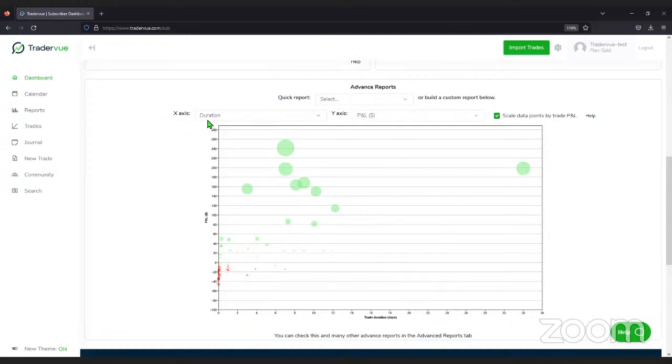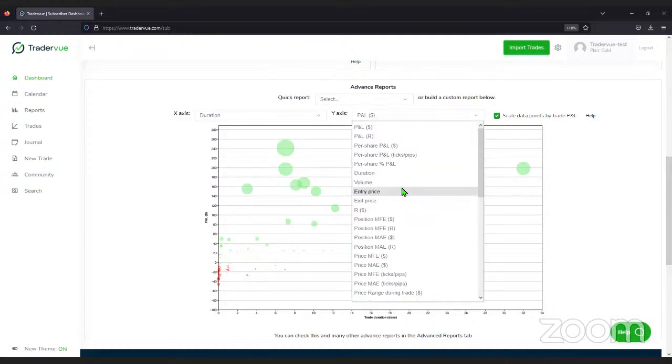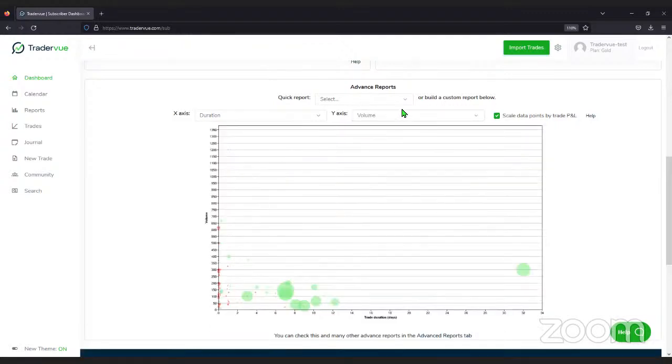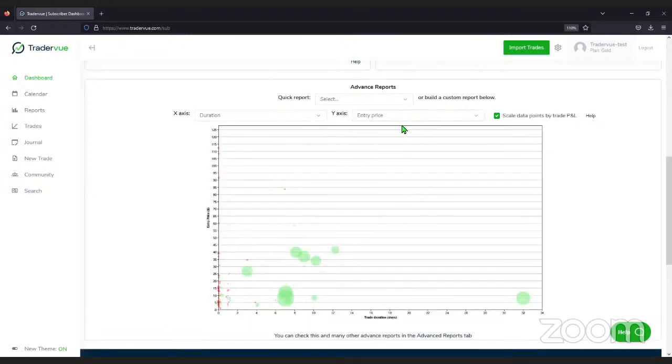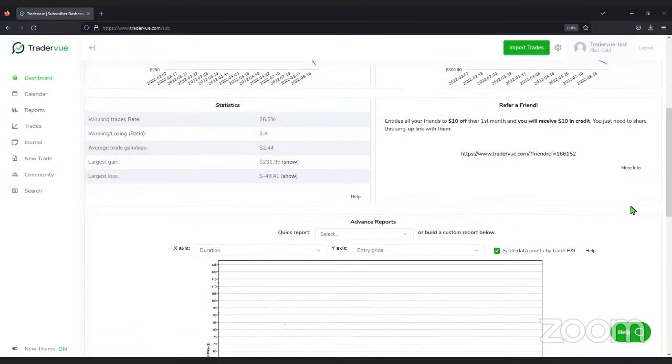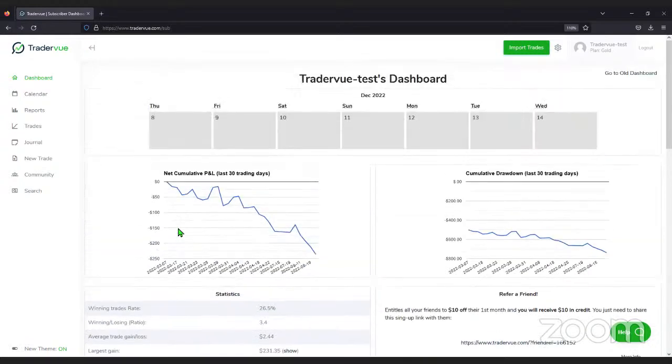And for this, you can see the X axis is using duration, and then you have P&L on the Y axis, but you can change that and do multiple things with it, based on your needs and what you're looking for exactly. So after this dashboard section, something I wanted to talk about was the calendar. Let's go to the calendar.